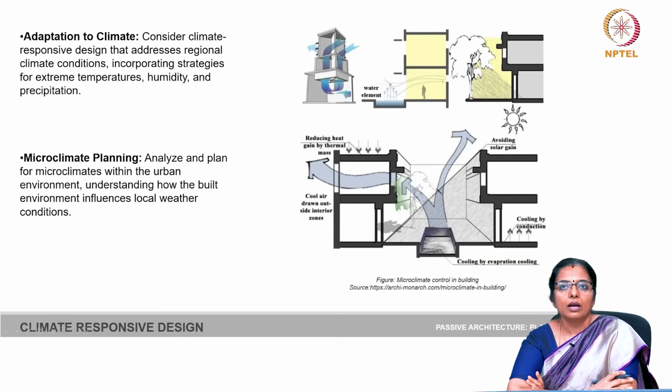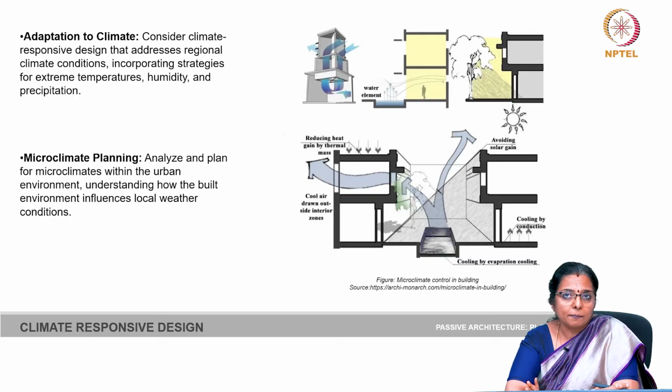So, climate responsive design considers a design to address regional climate conditions, incorporating strategies for extreme temperature, humidity and precipitation. Now, thermal comfort in a climate responsive design aims to enhance thermal comfort by incorporating features such as shading, insulation and natural ventilation by adapting to extreme temperatures.